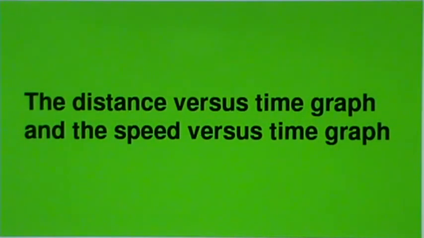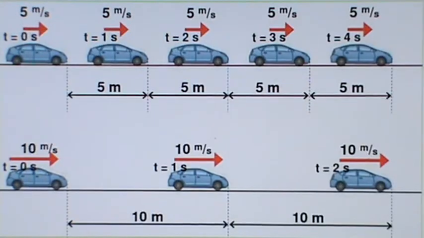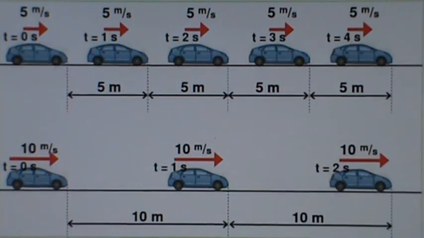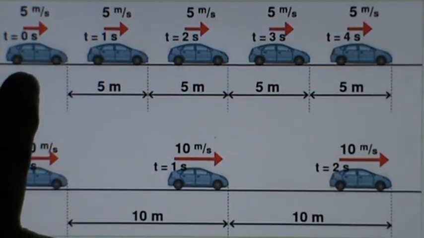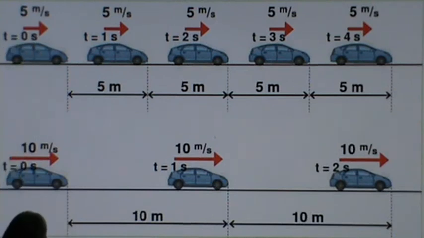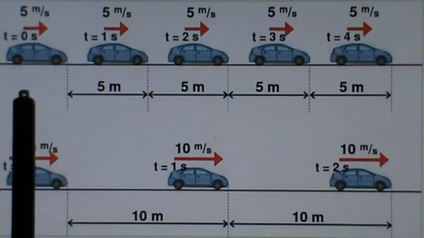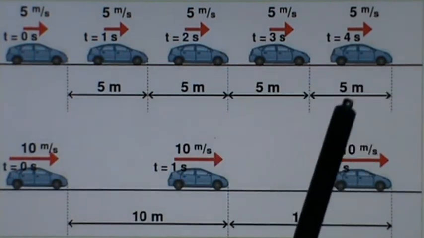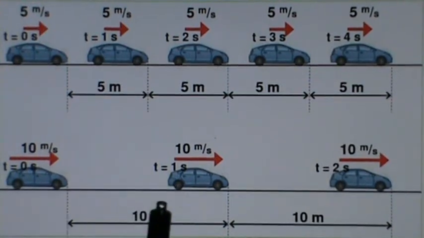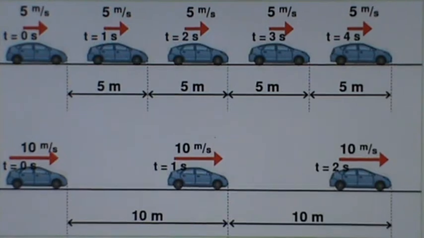Now I'm going to discuss with you the distance versus time graph and the speed versus time graph. So let us now have a look at these two cars. The first one has speed 5 meters per second and the second one has speed 10 meters per second. As you see here, the first one will move 5 meters every second and the second one will move 10 meters every second. Now we will see how the graph of this motion looks like.